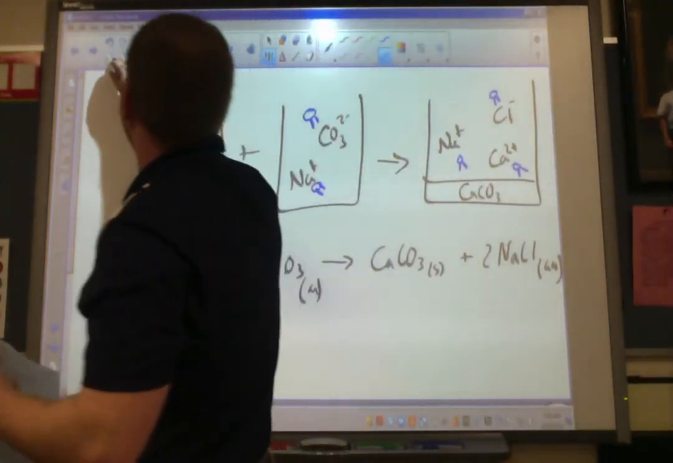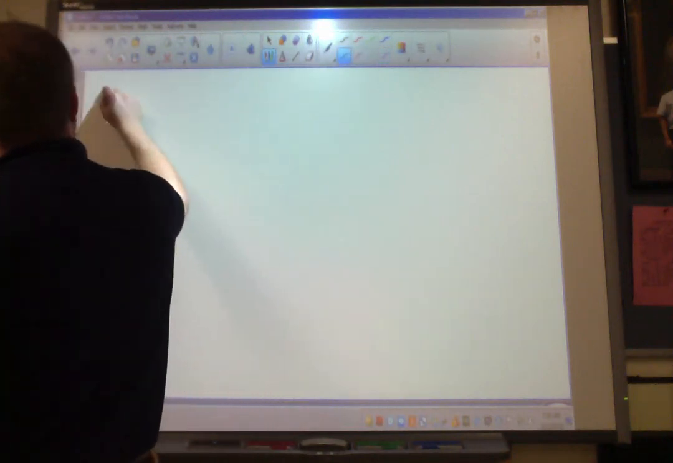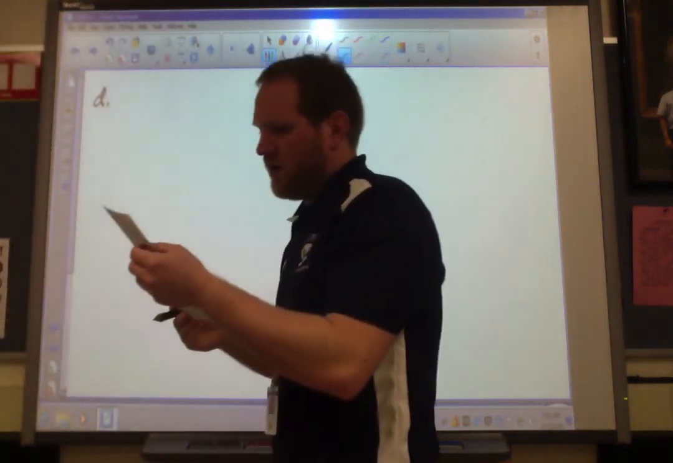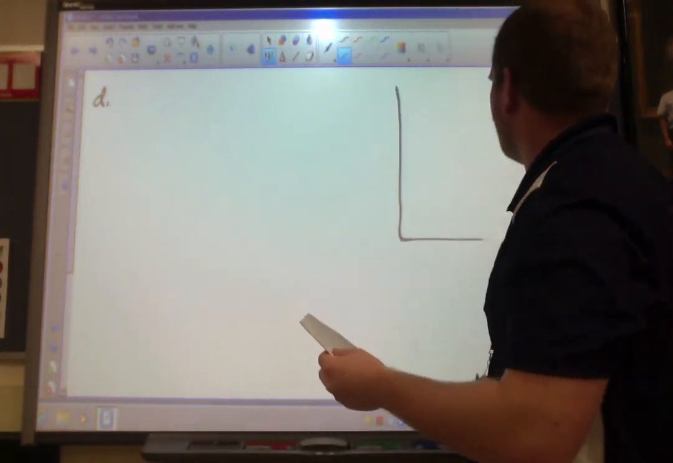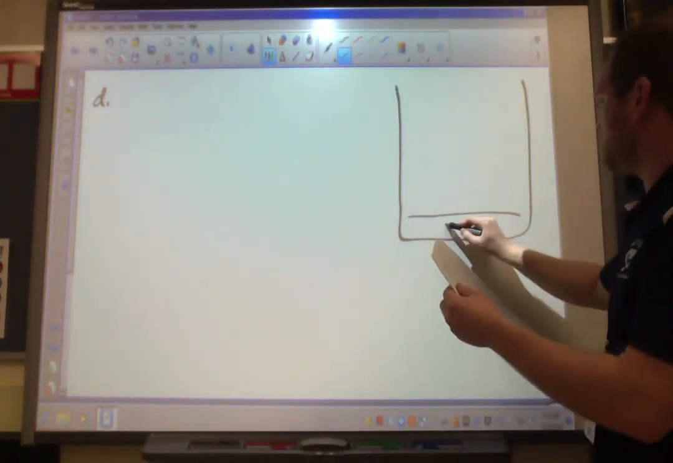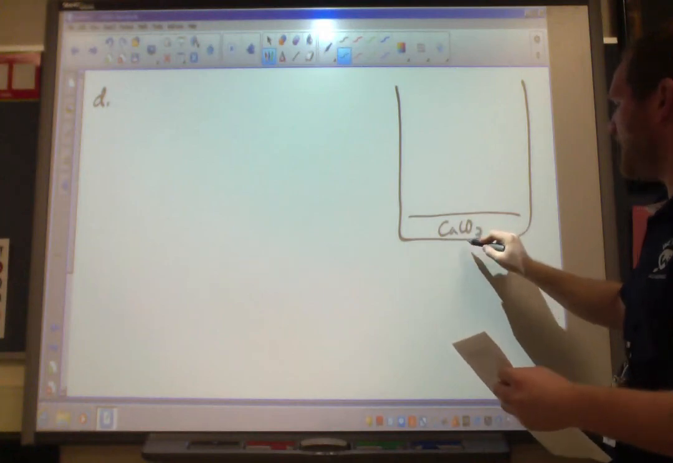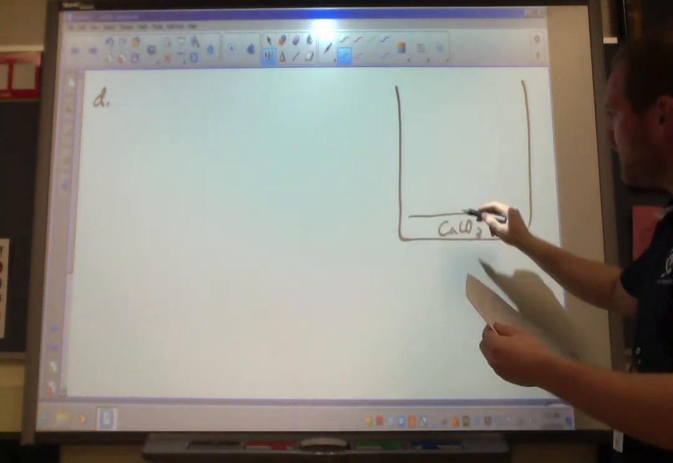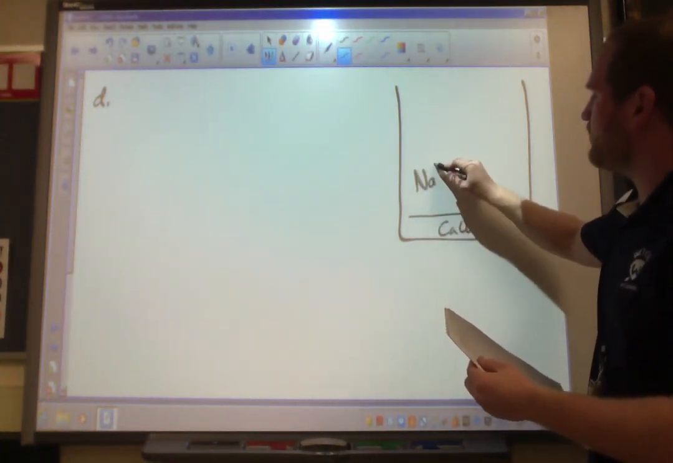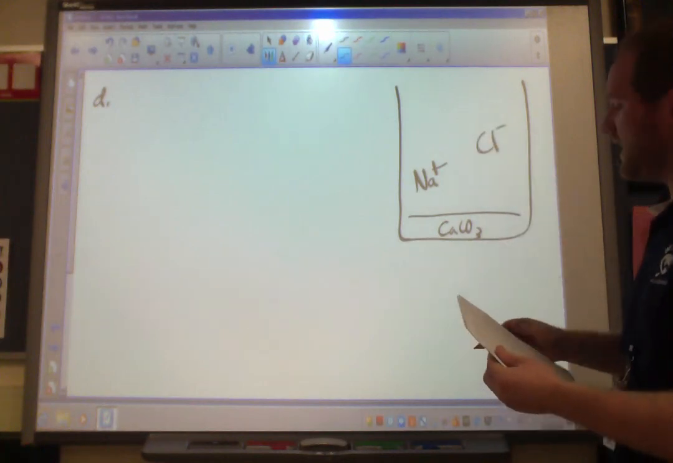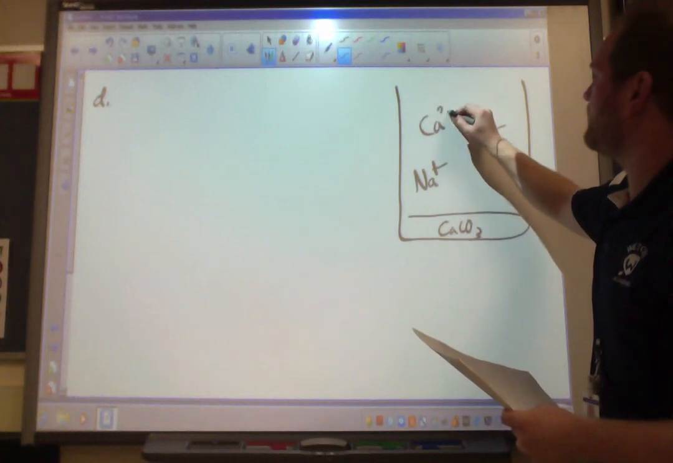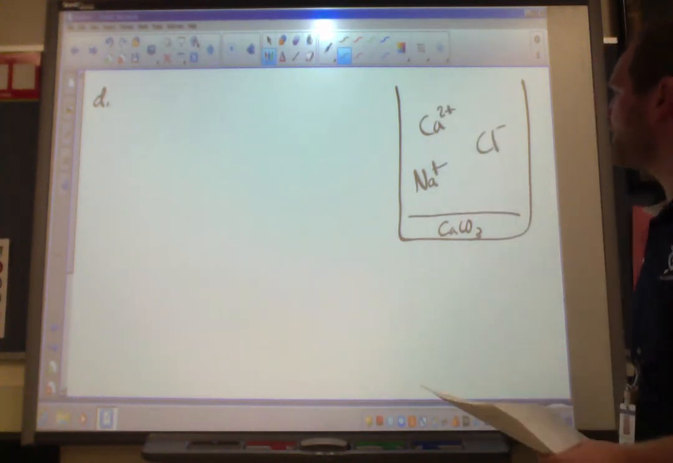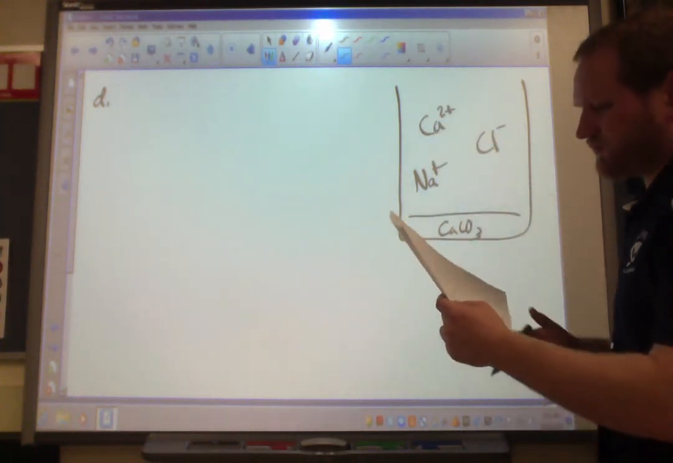And finally, letter D. Predict the supernatant test. So let's draw my supernatant one more time. Here's my CaCO3. That's not the supernatant, that's the precipitate. My supernatant is my aqueous product, which is NaCl, split up. And it's also my excess reactant, which is calcium chloride, split up. And with waters in here.